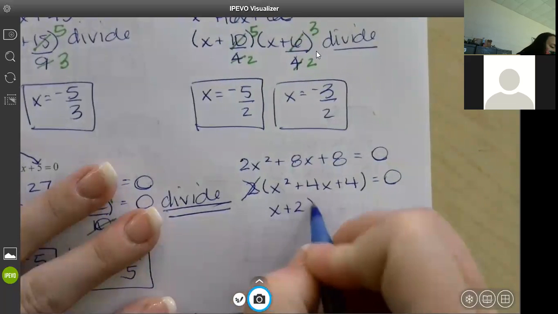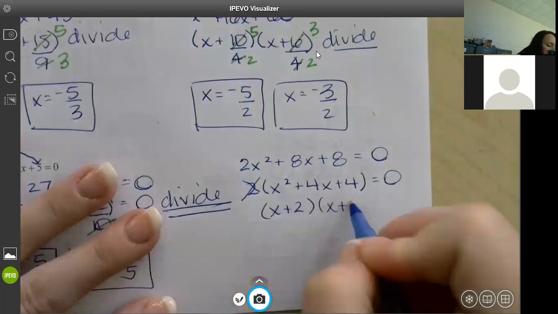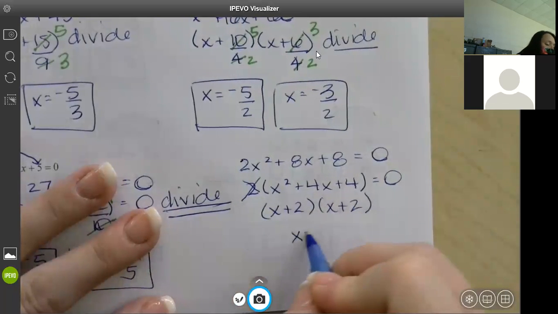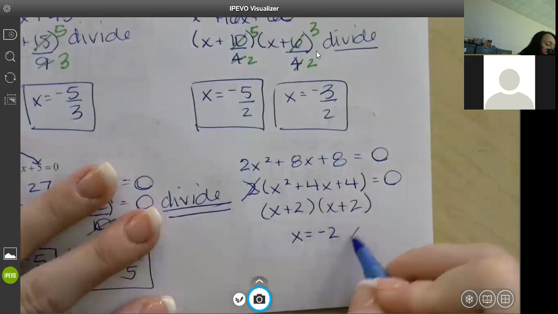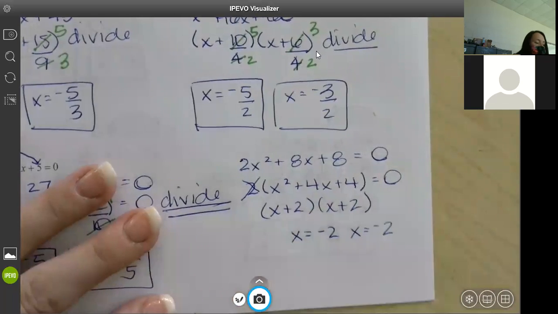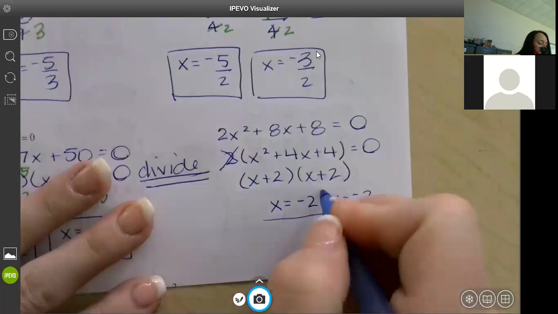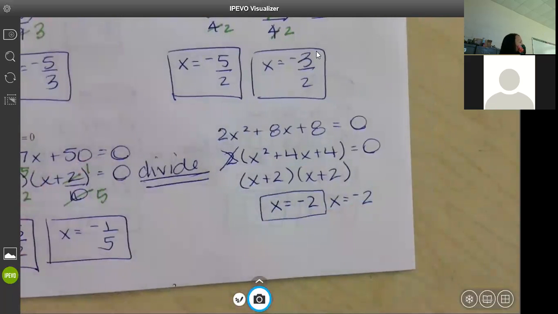And then this would be x plus 2 and x plus 2, which means that your answers are -2 and -2, but we only need one of them. So you don't have to type both of them. So that's kind of getting everything in there all at one time if you have a GCF.